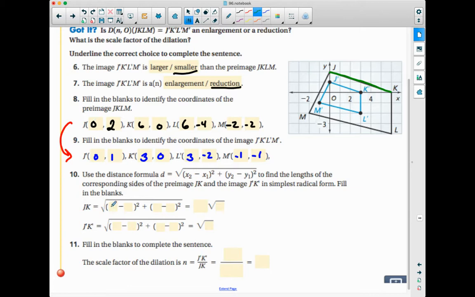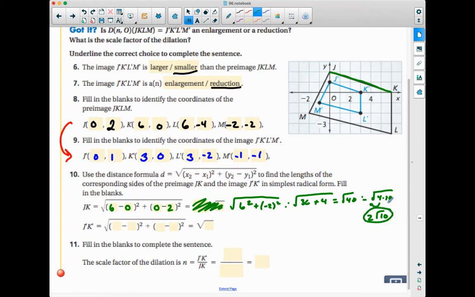So 6 minus 0 squared plus 0 minus 2 squared, right? This is a little bit too much skipping here, so I'm going to go 6 squared plus a negative 2 squared. That's going to be 36 plus 4, which is the square root of 40. Two numbers I multiply together to get 40, hopefully one perfect square: 4 and 10. 4 comes out, 2 radical 10. So that's the length of this side right here, 2 radical 10.